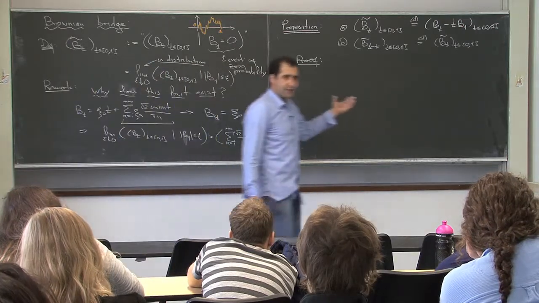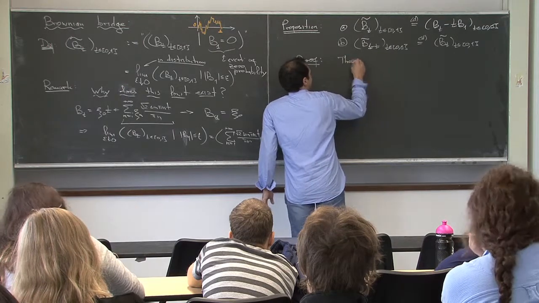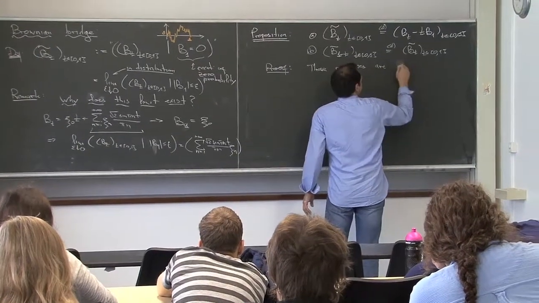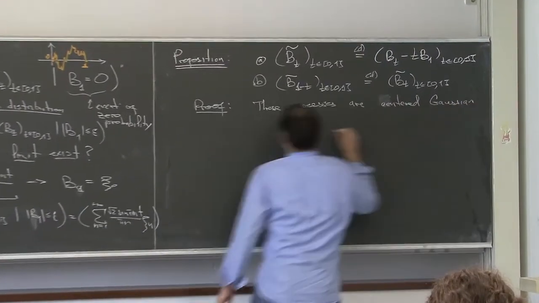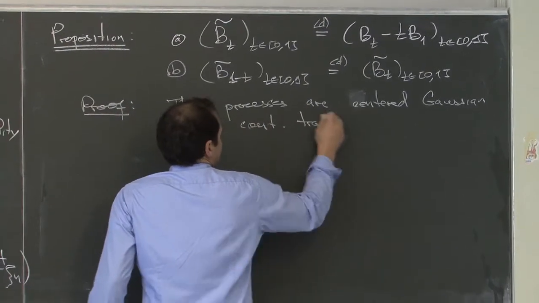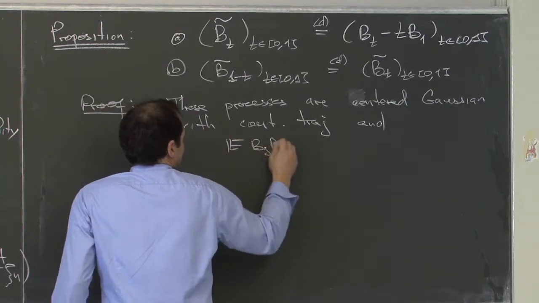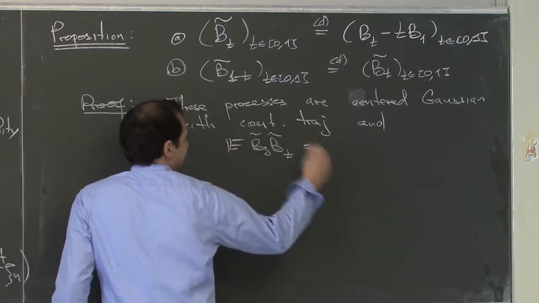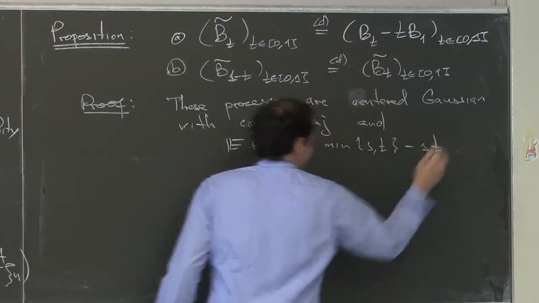There is nothing to prove here because these processes are centered Gaussian with continuous trajectories and covariance. What is the covariance? Okay, this is minimum of s, t minus s t.